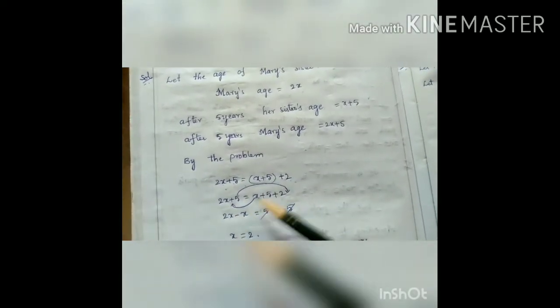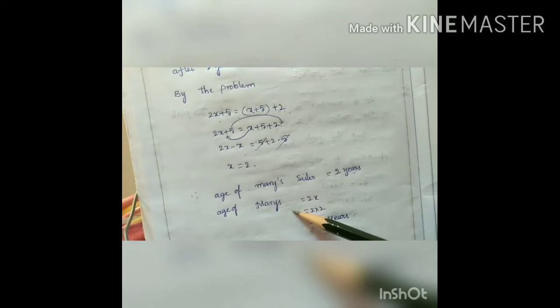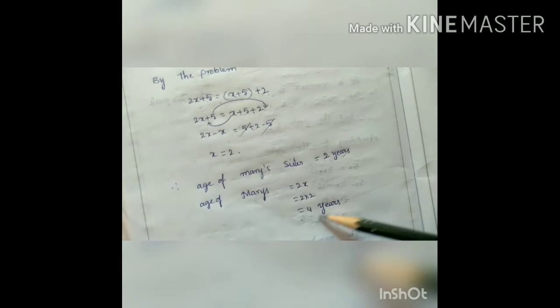Okay, children. Now I will write the x terms and constant terms: 2x minus x equals 5 plus 2 minus 5. Plus 5 minus 5 cancel. Therefore, x equals 2. What is x? The age of Mary's sister. So Mary's sister is 2 years old. Mary's age is 2 into x, 2 twos are 4. Mary is 4 years old and her sister is 2 years old. Okay, children.